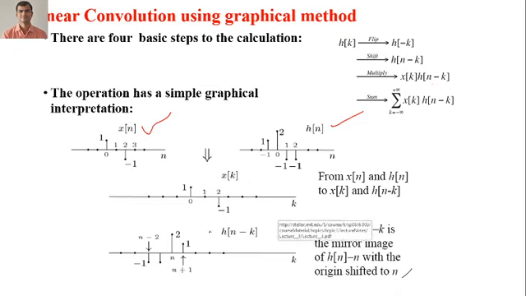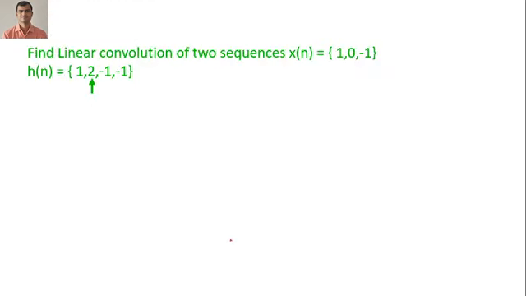So here, as we have seen the operation of signal, how to draw h of n minus k, how to draw x of minus k or h of minus k. Now here you have a question. Find the linear convolution of two sequences x of n and h of n using the graphical method. It is in time domain. What we have studied is all in time domain.